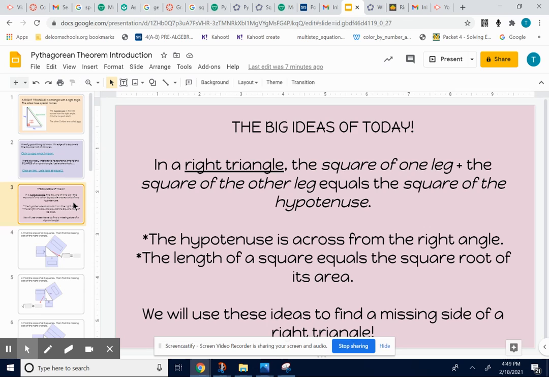The hypotenuse is across from the right angle. The length of a square equals the square root of its area. Those are two things we're going to use as well. We're going to use all this information to find the missing side of a right triangle. We'll do those in another video.